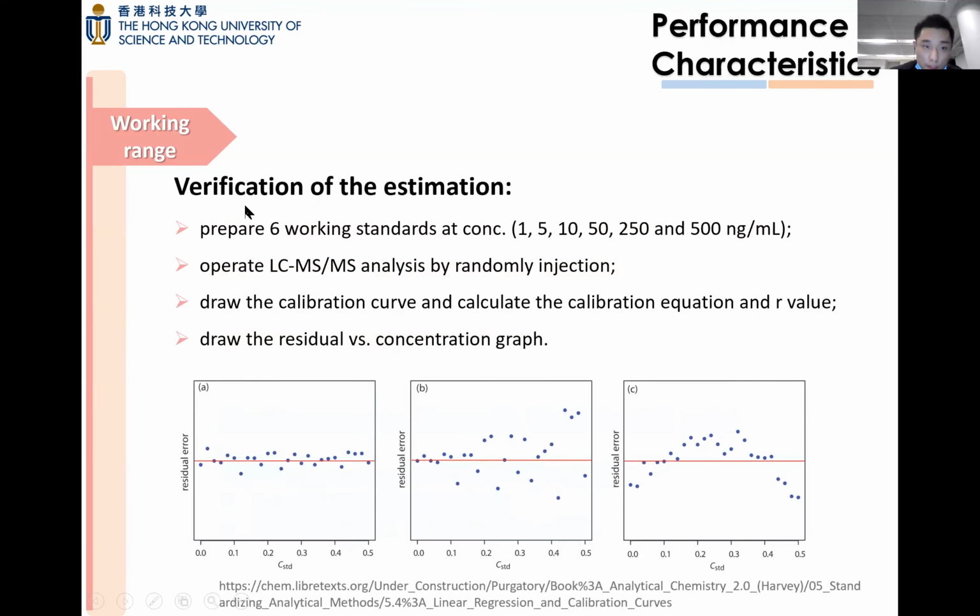To verify this estimation, first, prepare 6 working standards at different concentrations, then operate the LC-tandem mass analysis by random injection. Next, draw the calibration curve and calculate the calibration equation and R value. And finally, draw the residue versus the concentration graph. The residue versus concentration graph should look like a random sample from a normal distribution with a 0 mean.